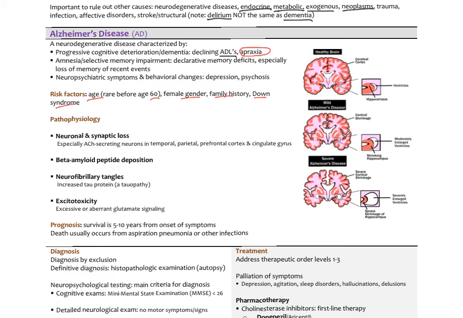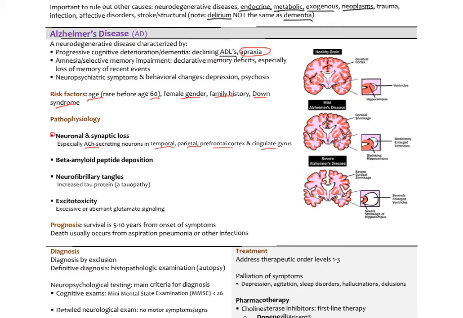We think the pathophysiology involves several things. So first is loss of different neurons and synapses, especially acetylcholine secreting neurons in the temporal lobe, parietal, and prefrontal cortices, in the cingulate gyrus, and the hippocampus. So there's going to be challenges with memory and those sorts of things.